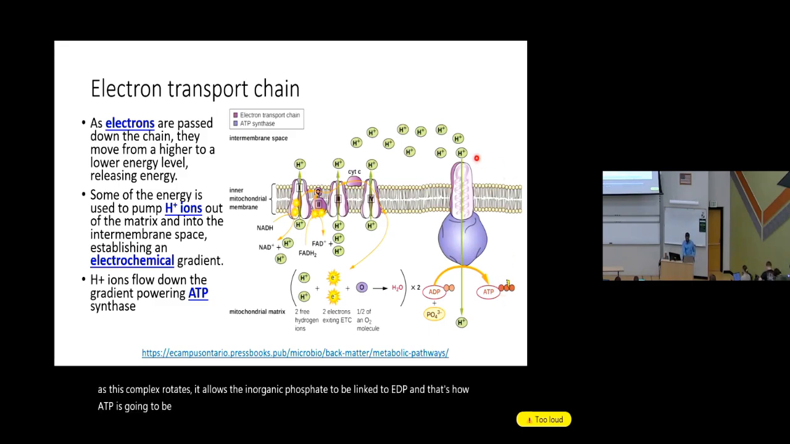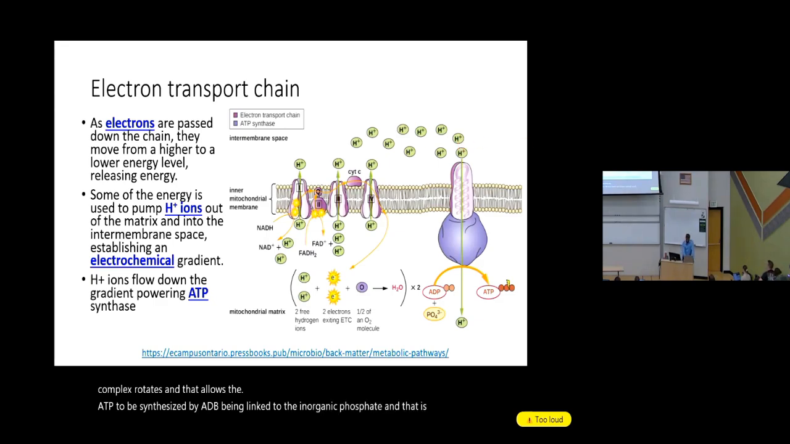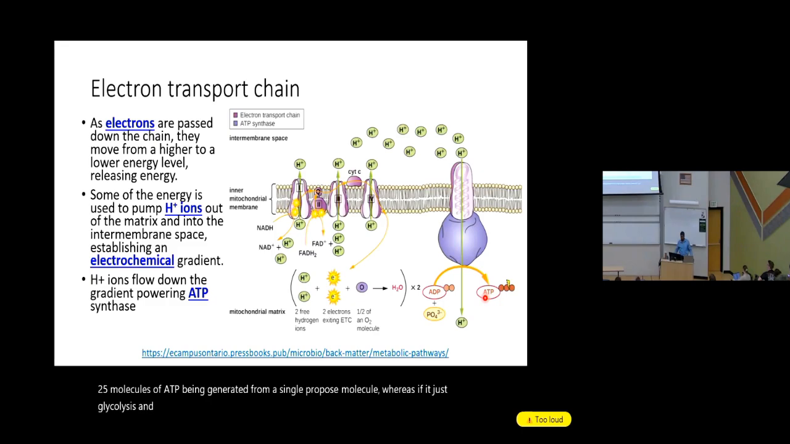So to repeat, as the hydrogen ions are flowing down this gradient, the complex rotates, and that allows the ATP to be synthesized by ADP being linked to the inorganic phosphate, right? And that is how you have around 25 molecules of ATP being generated from a single glucose molecule, whereas with just glycolysis and the Cori cycle, you would have a lot less ATP being produced. So are there any questions for me before we proceed?